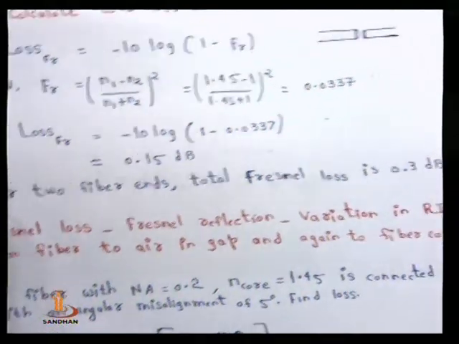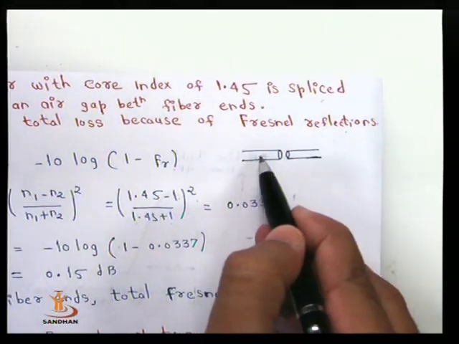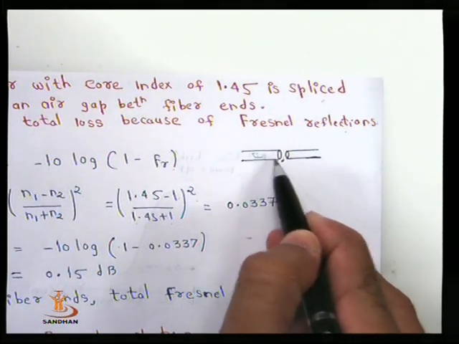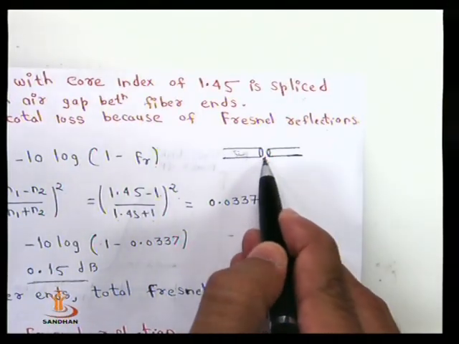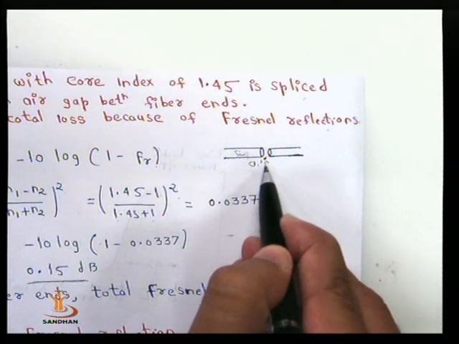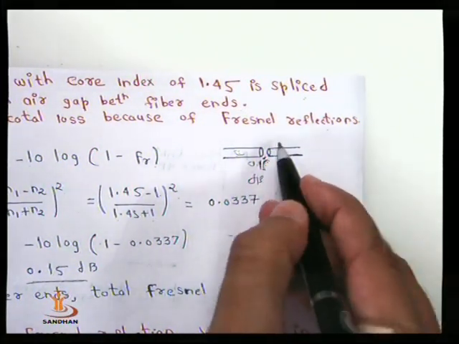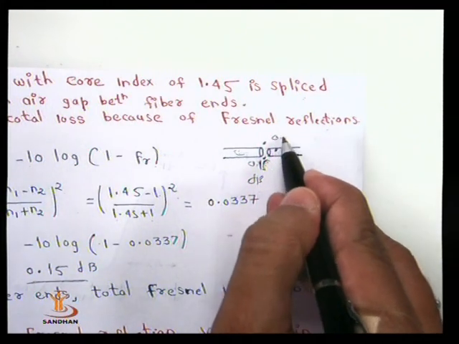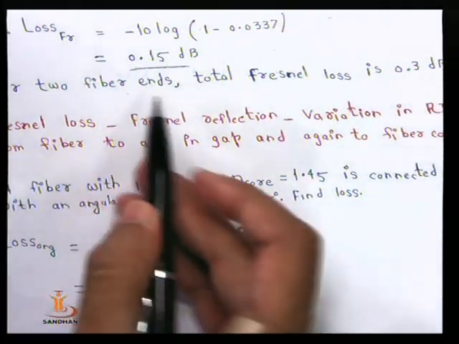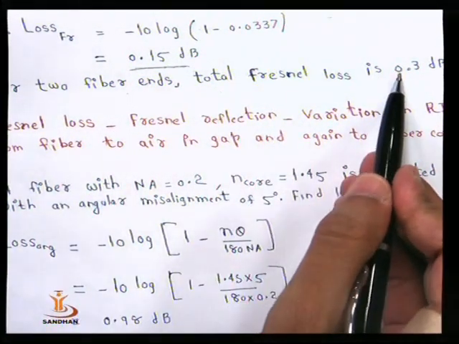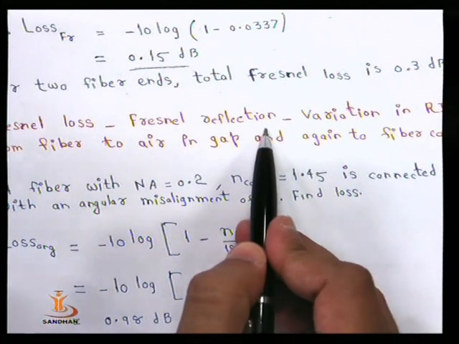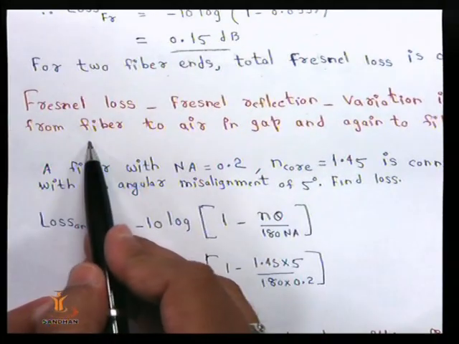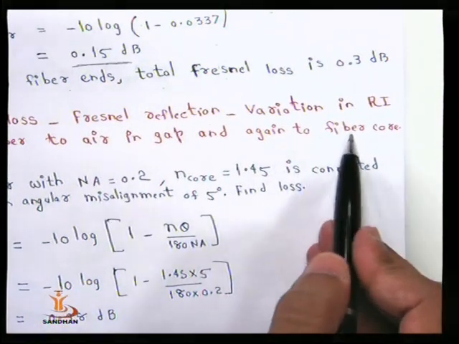Now the total loss: what happens here is you have the core and air. So the core to air interface loss is 0.15 dB. Again there is an air to core interface, so 0.15 dB will be added. For the two fiber ends, the total Fresnel loss is 0.15 plus 0.15, which is 0.3 dB. Fresnel loss is nothing but the Fresnel reflection loss, the variation in refractive index from fiber to air in the gap and again to the fiber core.